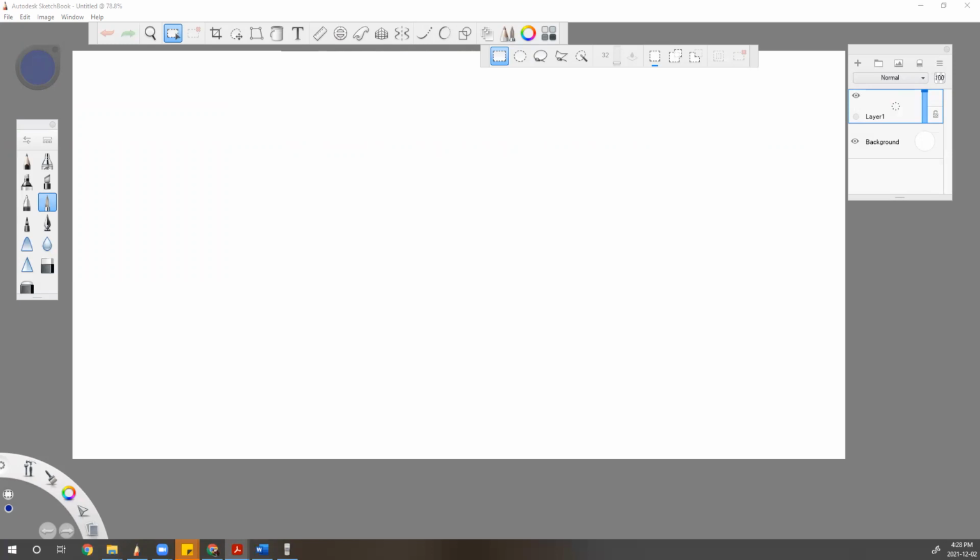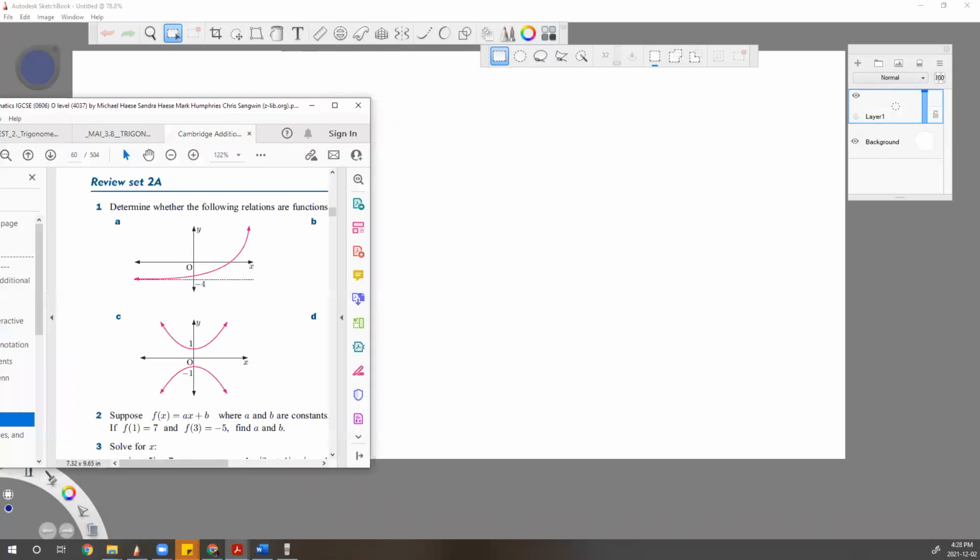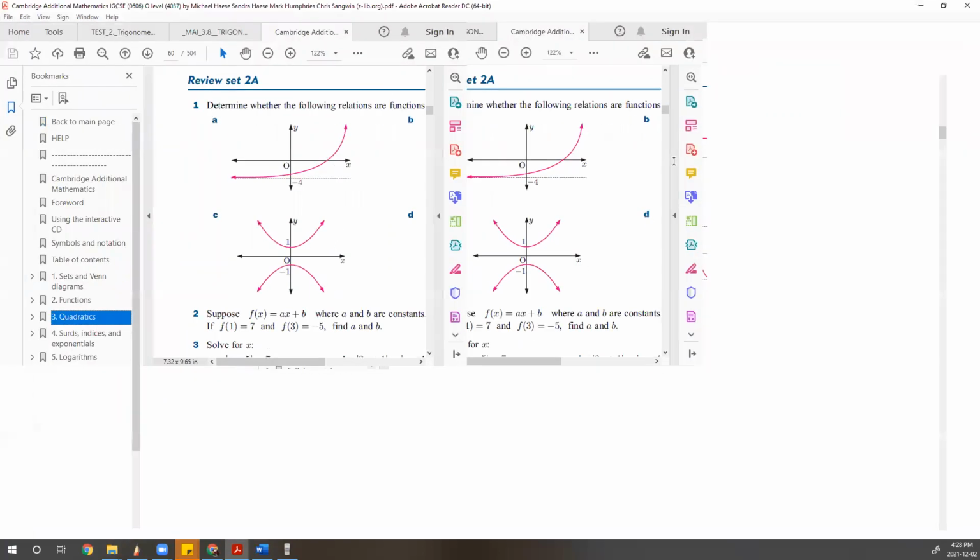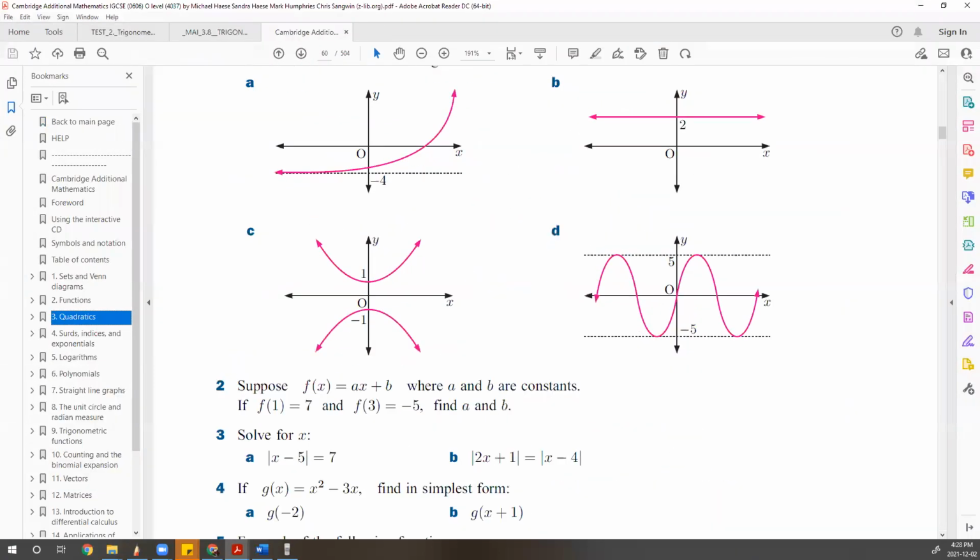Okay, we have to determine which is the relation, which is the function. Okay. Oh, it's a bigger screen. I like this. So let's see.